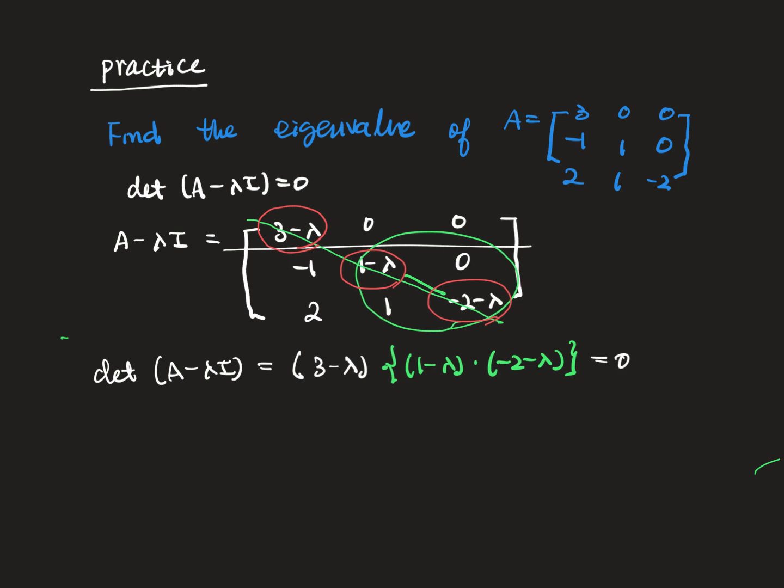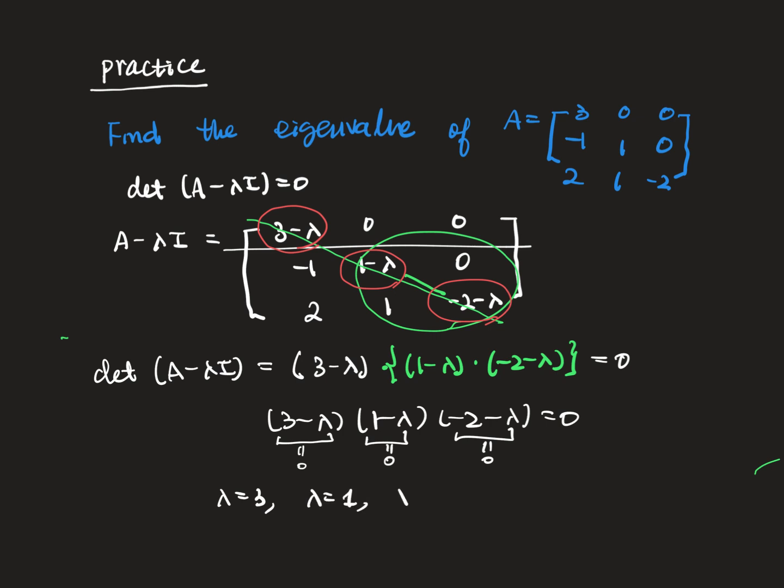Okay, how can we solve this one, guys? This one is (3 minus lambda)(1 minus lambda)(negative 2 minus lambda) equals 0. It's already factored, so you're going to solve this equation. This is 0, this is 0, this is 0. So you have lambda equals 3, lambda equals 1, lambda equals negative 2. That's how you find the 3 eigenvalues here.